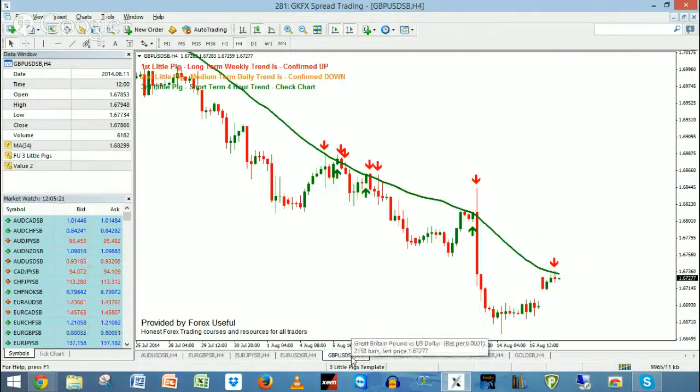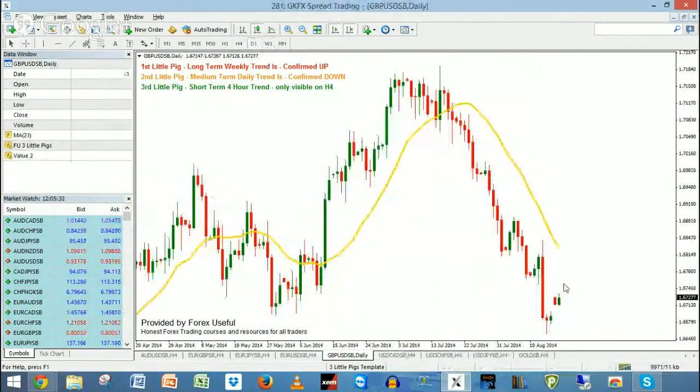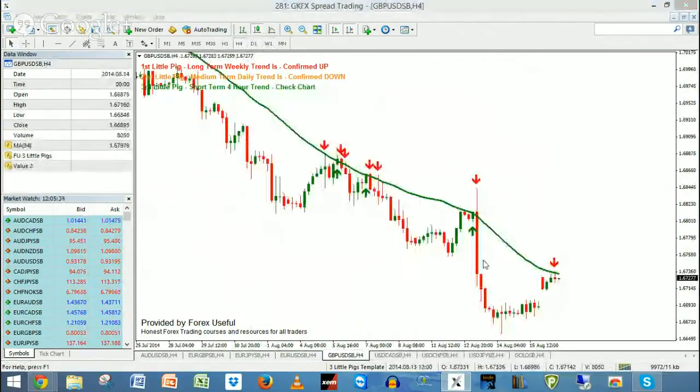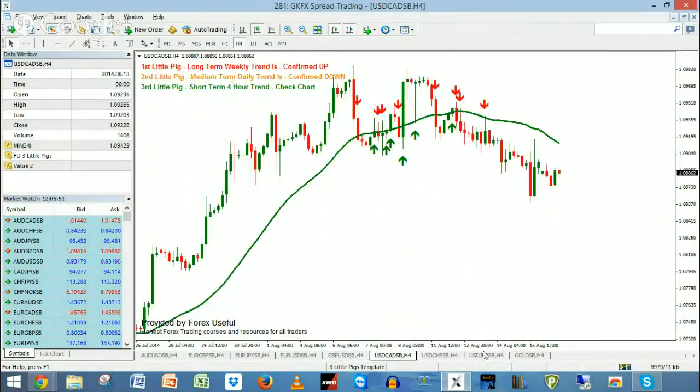Onto cable, and here again we're up and down. It's quite choppy at the moment on the 4-hour time frame. Weekly's clearly up and the daily's clearly down, so I'm really not expecting, that's just my alert, I'm really not expecting any action this week on GBP USD, so a quiet week for cable.